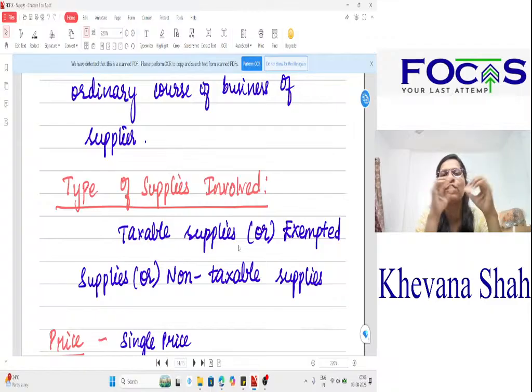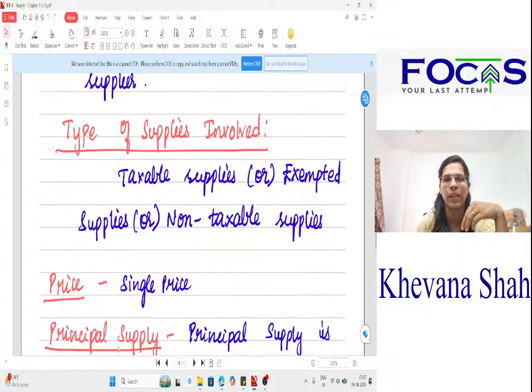Now in case of mixed supplies, the supplies involved can be taxable supplies or exempt supplies or non-taxable supplies. Remember, in case of composite supplies, we only had taxable supplies, okay? But for mixed supplies, since they are not naturally bundled in the ordinary course of supply, you can mix taxable supplies, exempted supplies, or even non-taxable supplies. You can create a bundle and provide a supply.